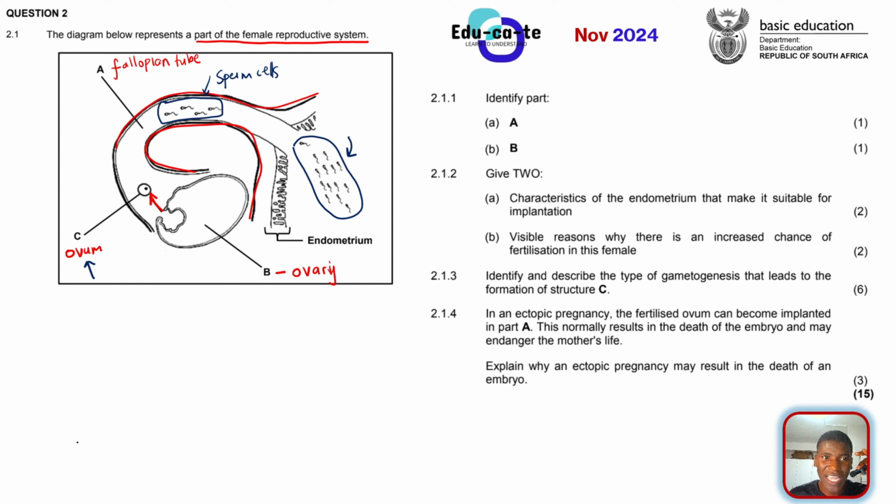Here they say identify part A. We've already done that. Part A is the fallopian tube, and part B is the ovary. So done with that. Now 2.1.2 is important. It says give two characteristics of the endometrium that make it suitable for implantation. Why does implantation have to happen on the endometrium? Because you can see from this diagram that we do have an endometrium here.